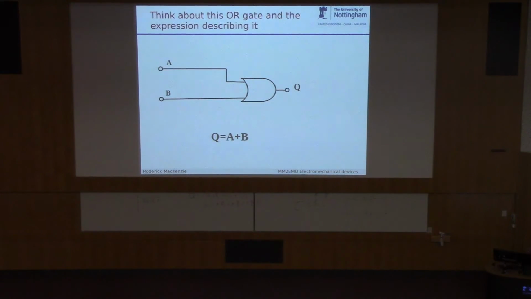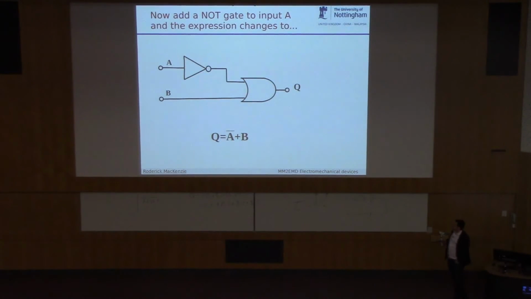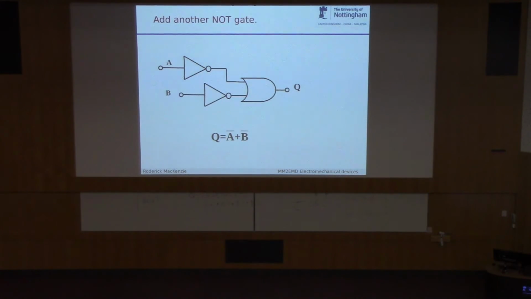So we've got a little circuit for an OR gate here, and if we put a NOT gate on its input, we can just write A NOT or B, and that's the expression for it. So it just means invert. Little rule, not very tricky. And again, if we invert the second input, we can write A NOT plus B NOT.